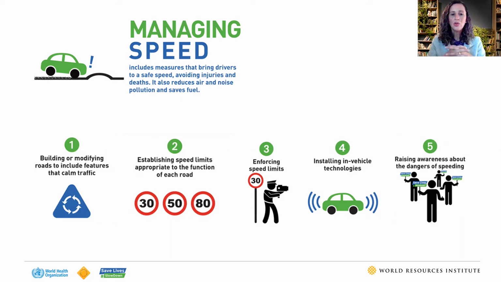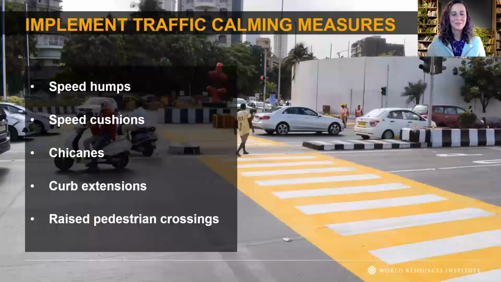Vehicles can also have built-in technologies that allow them to have certain speeds. And finally, work with the community. Raise awareness about the dangers of speeding and how the cities will become better places if we have safe speeds.